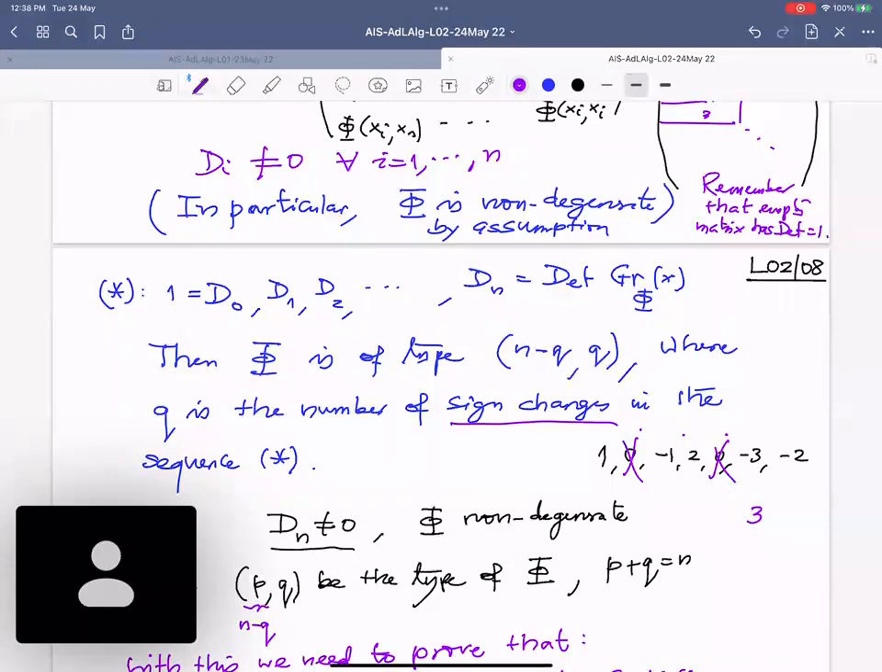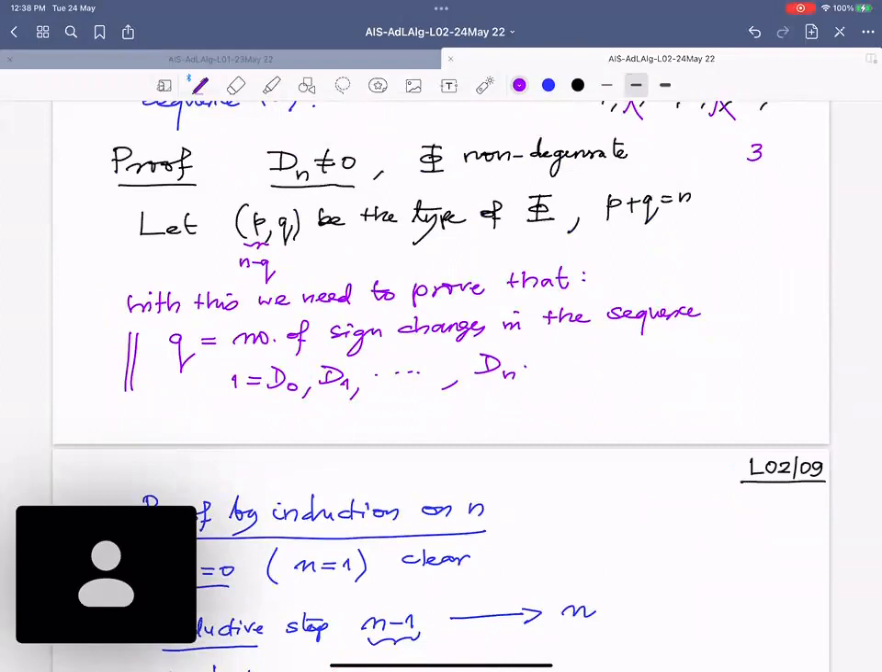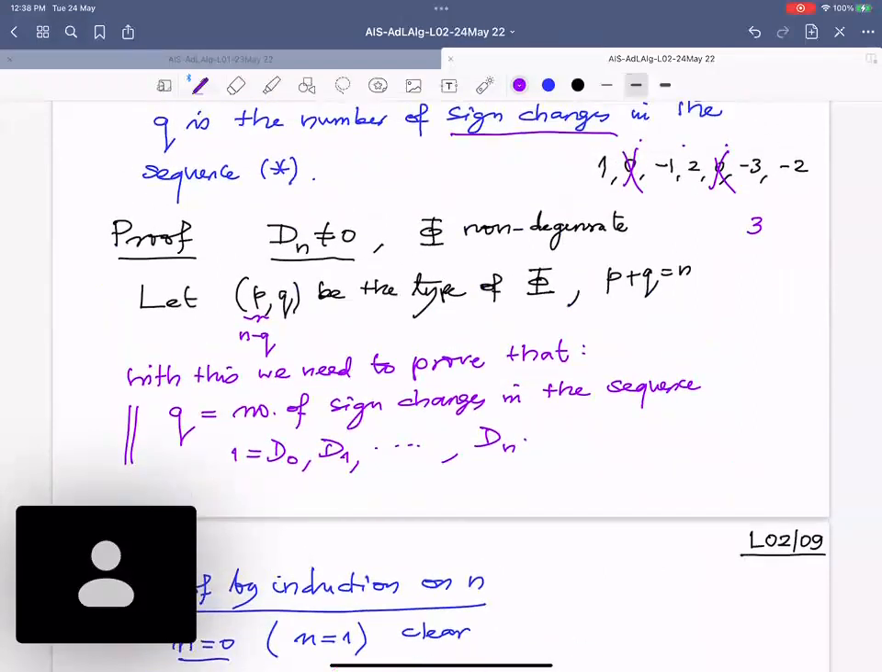So we have this sequence of real numbers, and I have called Q the number of sign changes in the sequence. And then our claim is that n minus Q, comma Q is the type of phi. That is what I want to do. That is Hurwitz's criterion. All right. So what is the proof? Note that Dn is non-zero. We have already noted phi is non-degenerate, and suppose P comma Q is the type of phi.